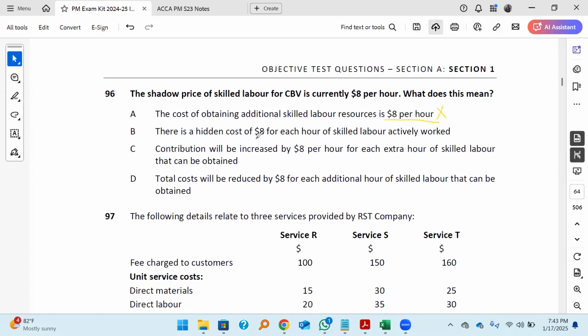Then there is a hidden cost of $8 for each skilled labor activity work. That's not true. Shadow price doesn't mean hidden price. That's just a trick they are trying to pull on you.